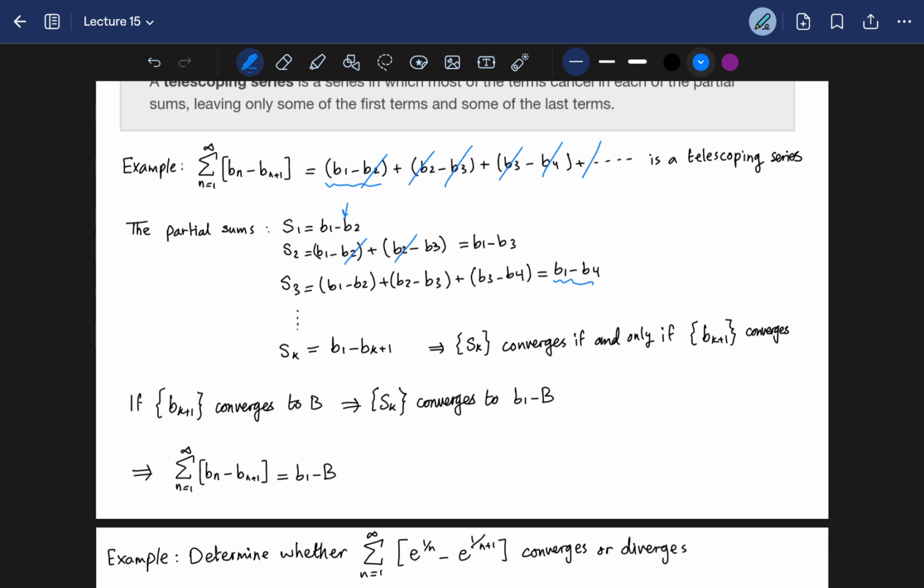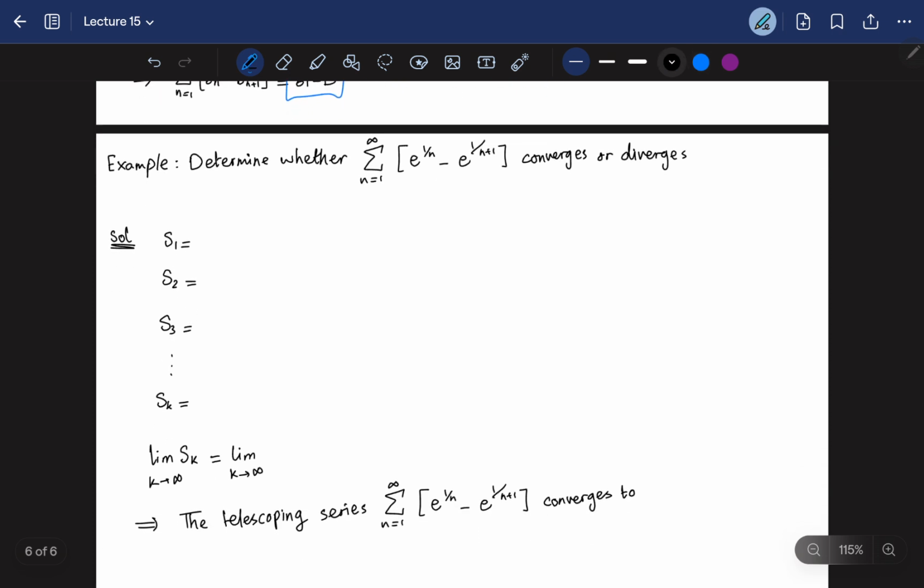So here, we have the condition. If my b(k+1) converges, it means my partial sum converges. So let's assume that this b(k+1) converges to b. So my partial sum sequence is going to converge to b1 minus b, since b1 is a constant. And we know that if a partial sum sequence converges to something, my infinite series is also going to converge to the same exact thing.